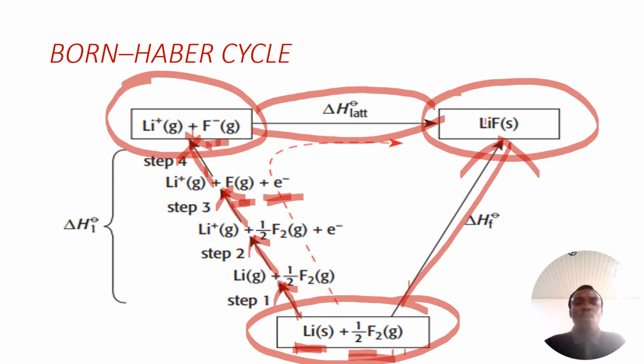So this is a typical analysis of the Born-Haber cycle. From this point to this point is the summation of the enthalpy change of atomization of lithium and atomization of fluorine, ionization of lithium, and electron affinity of fluorine.